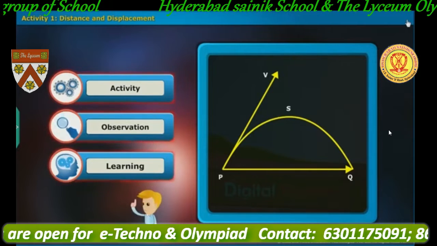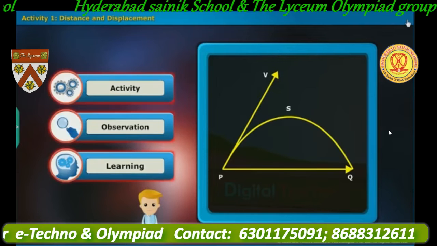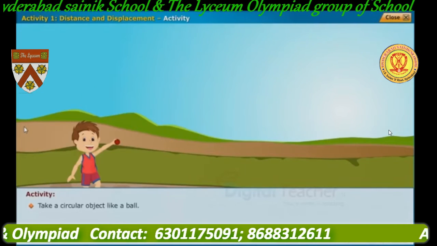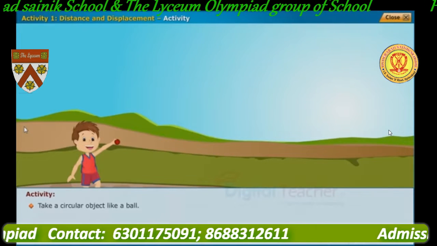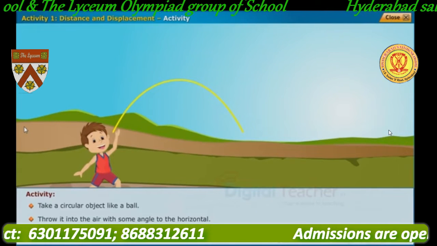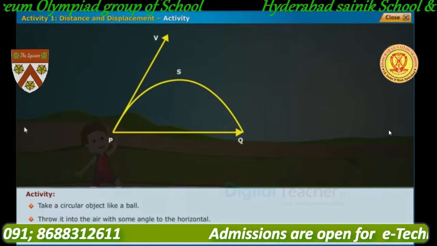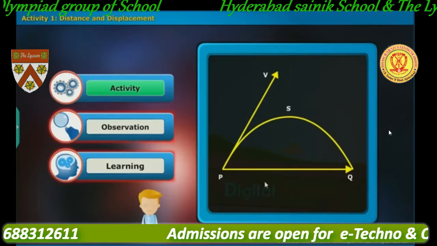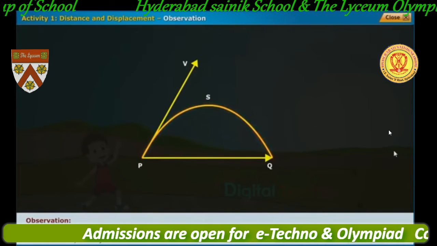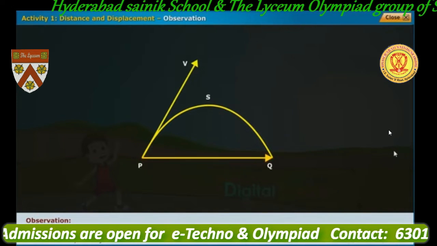Click each tab to know more. Take a circular object like a ball. Throw it into the air with some angle to the horizontal. Observe its path and draw it on paper. We observed the path taken by the circular object when it was thrown into the air and the length of the path traversed by the object.